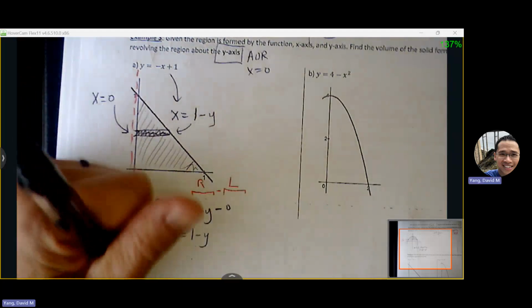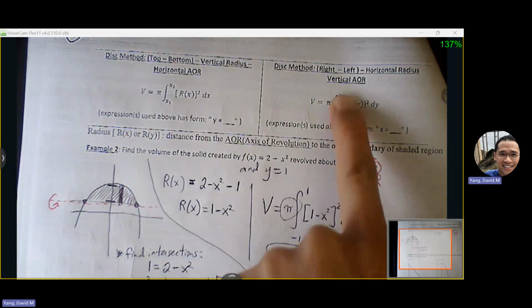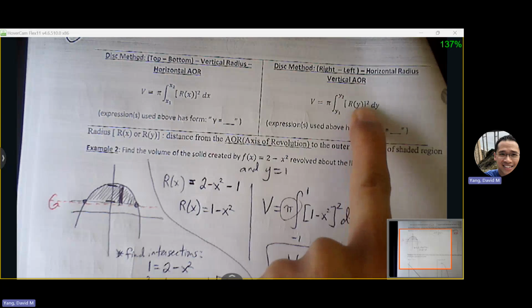Right, so now we're ready to put into our volume formula. Pi comes first, integral from lowest y value to highest y value. So from 0 to 1, and then big radius, quantity squared, dy.